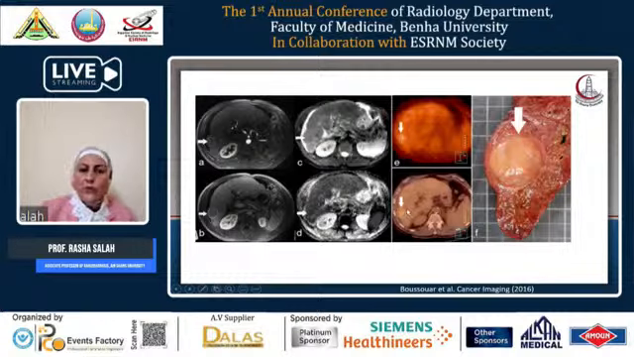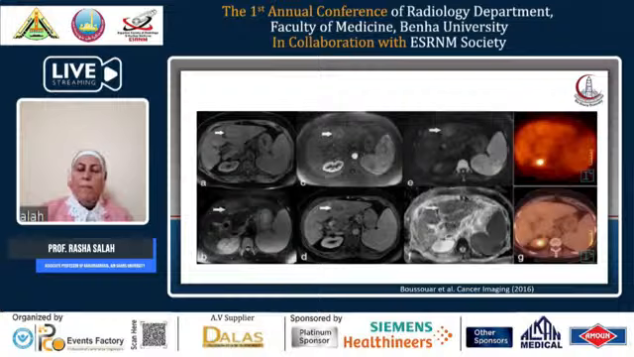Unfortunately, if the lesion appears to be avid on the PET image, this means that this HCC is undifferentiated or poorly differentiated HCC, and this indicates the higher aggressiveness of this focal lesion. But the well-differentiated HCC, which appears to be hyper-enhancing with washout on the conventional image, appears to be negative on the PET imaging, and this indicates that this is a well-differentiated HCC.